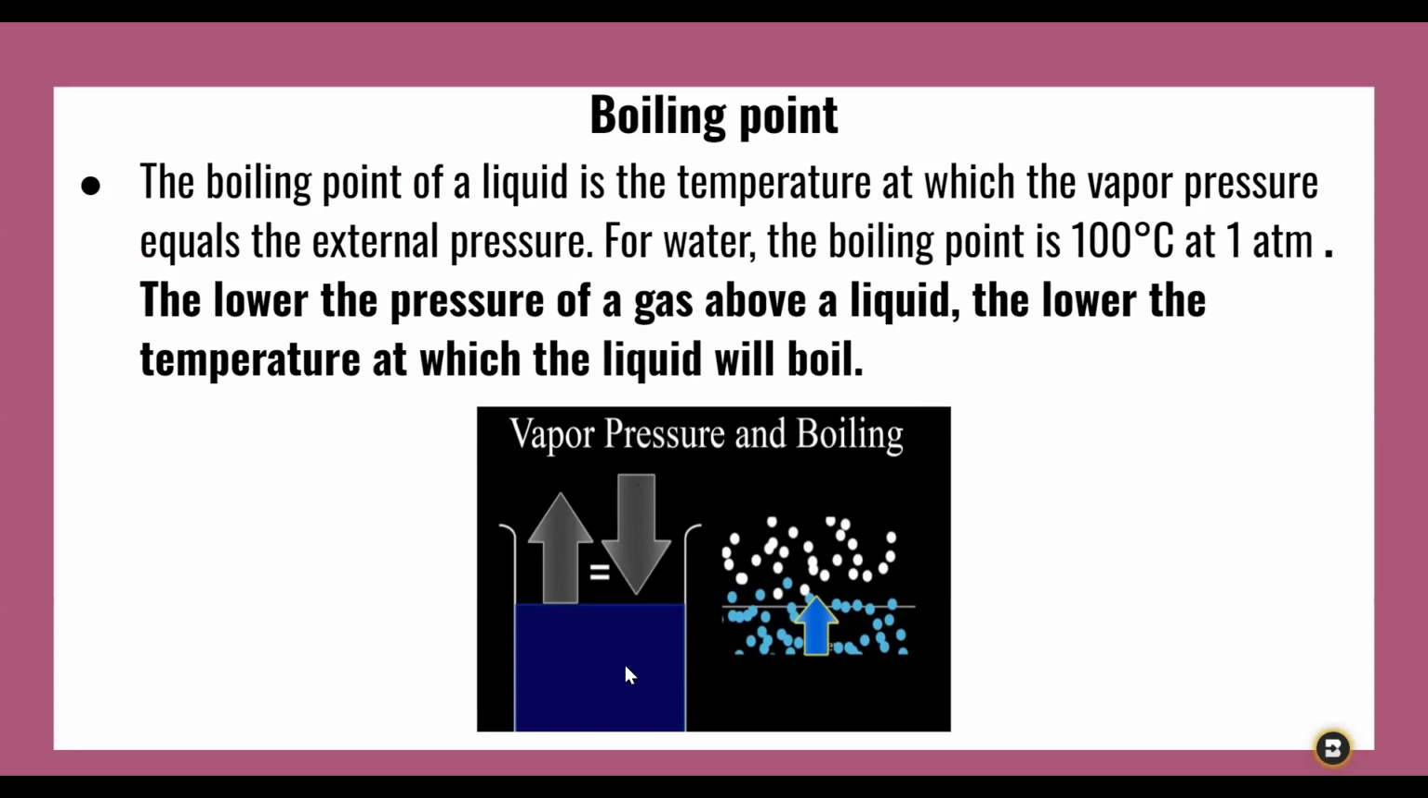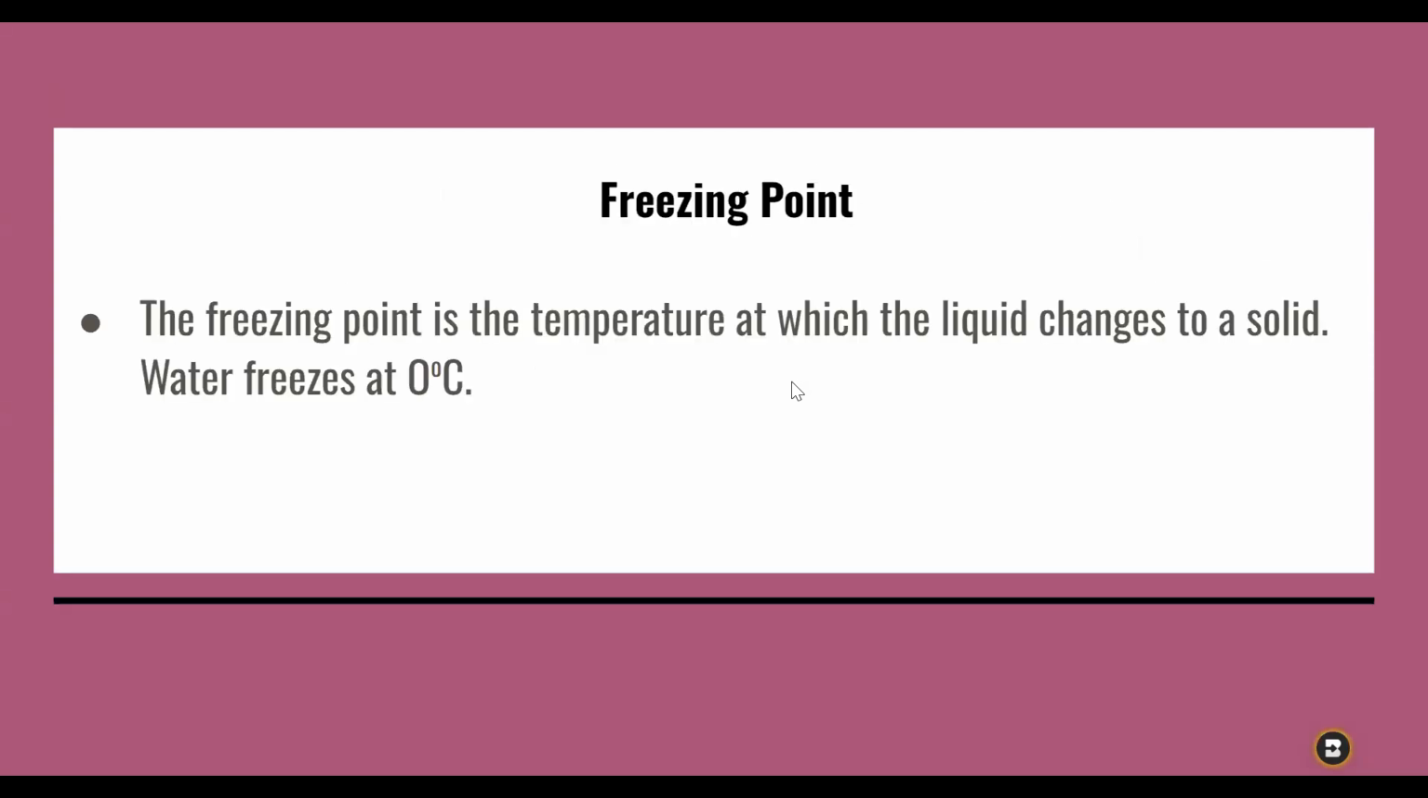But we know that the boiling point of water is 100 degrees Celsius, and this is at 1 atmosphere. So the boiling point can vary depending on the location. We look at that shortly. If you're in a place where the atmospheric pressure is not 1, obviously the boiling point will be less. So the lower the pressure of a gas above a liquid, the lower the temperature at which the liquid will boil. Then what is freezing point? Freezing point is the temperature at which the liquid changes to a solid. Water freezes at 0 degrees Celsius.